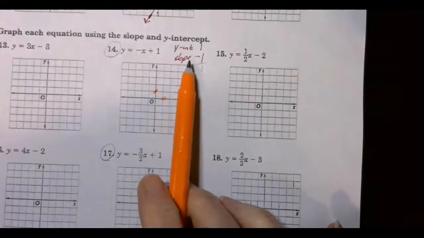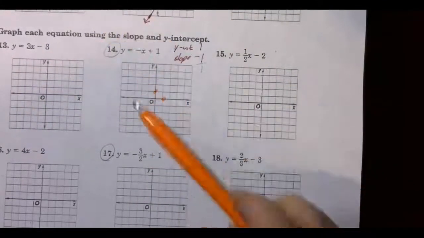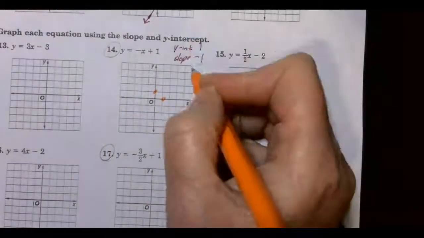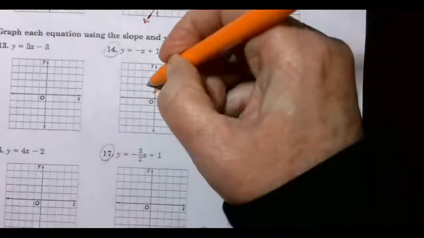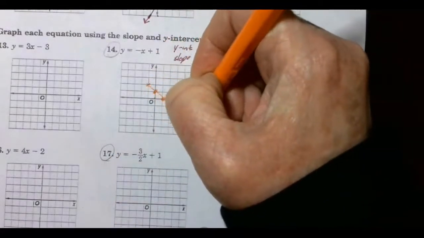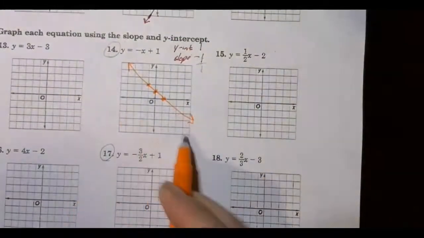And we should have looked at this first anyway. This has a negative slope, so see how it's going to be off in this direction? You can see that now that I plotted the second point. And then I'm going to do the opposite, so I'm going to go up 1 and over 1. I'm going to draw a line all the way to the end of our grid and put arrowheads on it. Okay, put arrowheads on it.